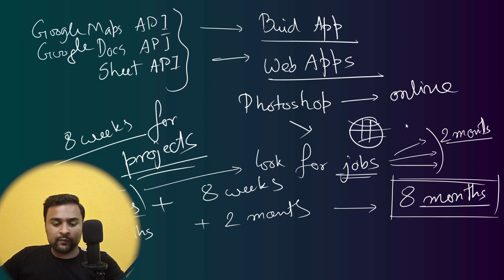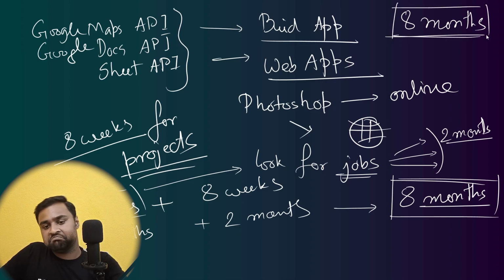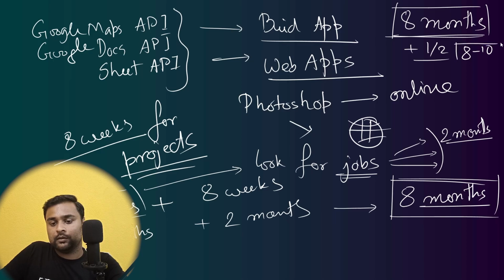But don't you worry about that part, because I can understand that 8 months is not very strict. You can take 1 or 2 months more maybe. So 8 to 10 months you have to spend solid time so that you can at least land a web development job or software engineering job. Cool.